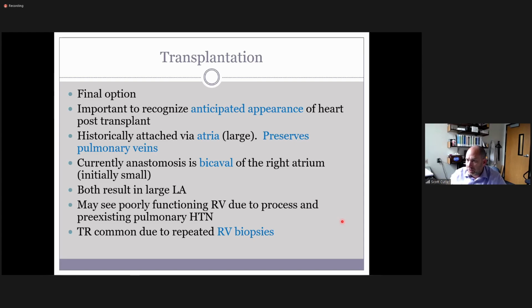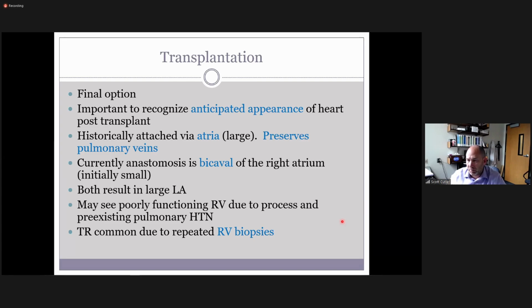All right, so historically, how are they attached? The old school way of doing it is they attach via the atria. So both atria bilaterally would be large. That preserves the connection of the pulmonary veins, so they don't have to reconnect those tiny little veins. They just do it in mid-atria.